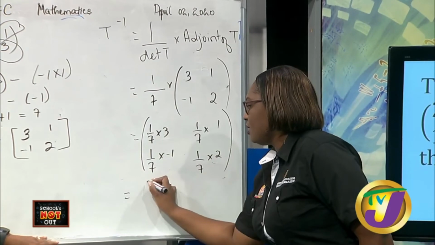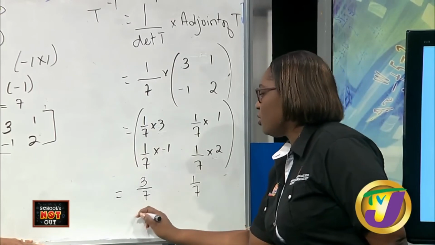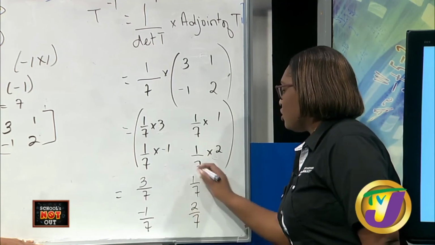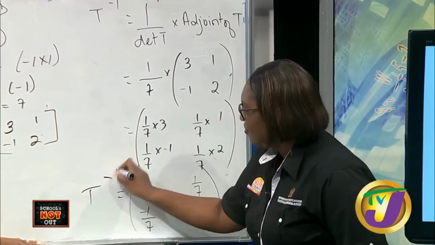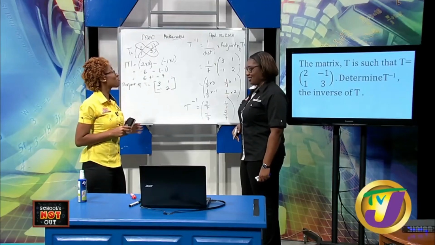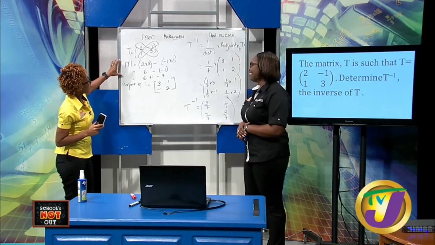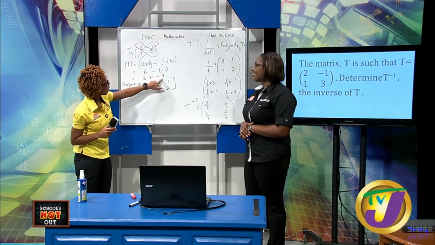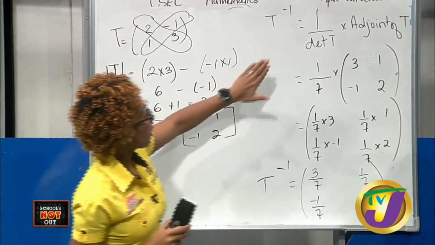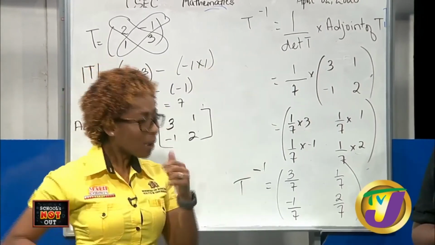So this is going to give me 3/7, 1/7, 1/7 times -1, -1/7, 1/7 times 2, 2/7. So T inverse, bam. Am I right? You are so right. You sure? I'm very right. You are so right. Good job. So right here, the first thing we would have evaluated was our determinant of T, and then we would have looked at our adjoint of T, and then now we would have put everybody together to have our inverse of T.